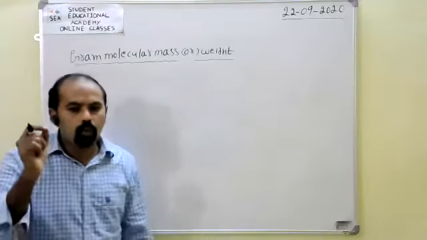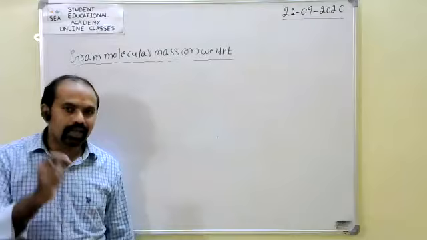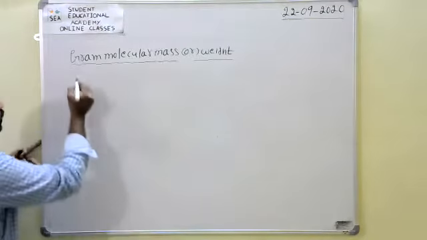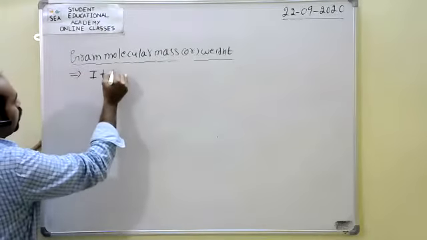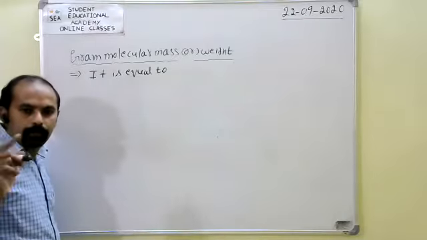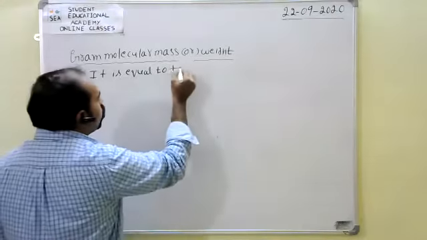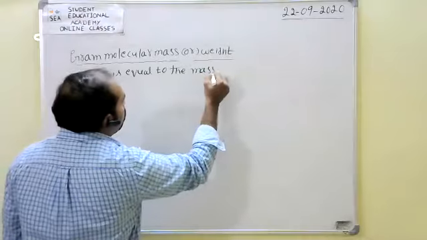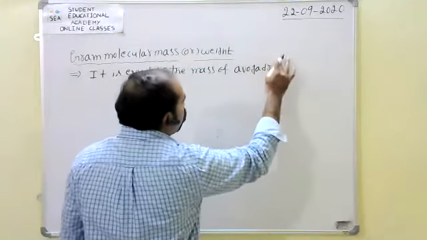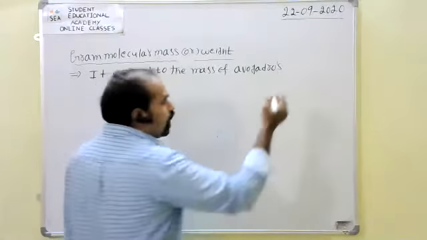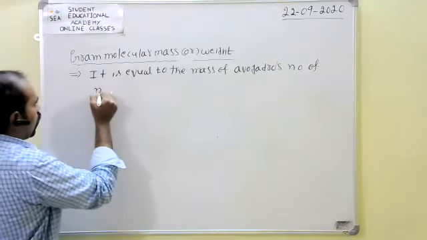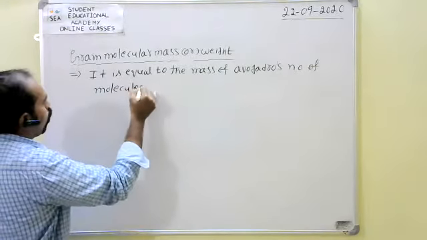So this gram molecular mass is equal to the mass of Avogadro's number of molecules.